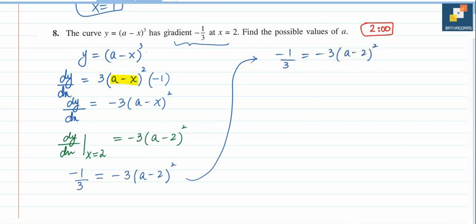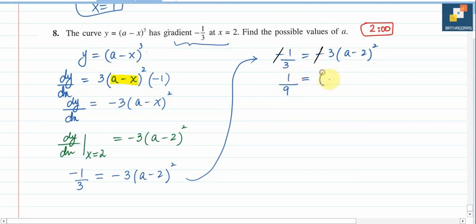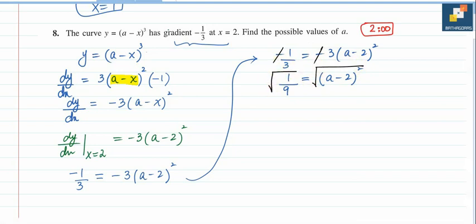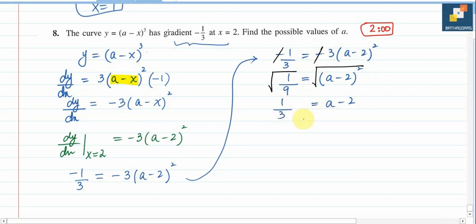On both sides we have a negative sign, so it cancels. Here we have 3 multiplied with a minus 2 whole square, so on the left side it will be 1 upon 3 times 3, which is 9, equals a minus 2 whole square. To eliminate the square we need to apply root on both sides, so now it will be a minus 2 equals 1 upon 3. But since there are no conditions regarding the positive and negative values, and also the question says find the possible values of a, we need to introduce a plus and minus sign after the under root.